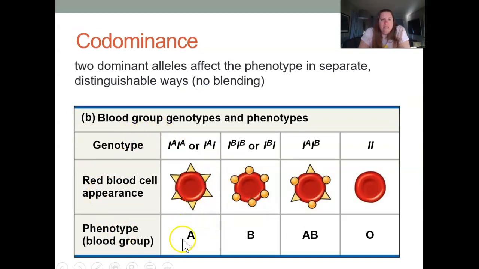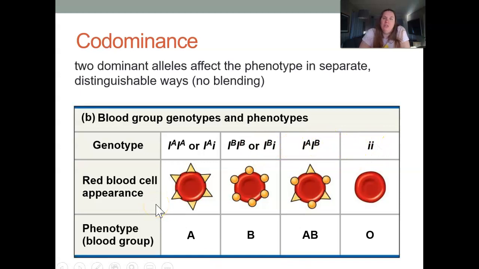So here are all of the possibilities of those multiple alleles. Let's just focus on this row right now. An individual can be IAIA. They can be IA lowercase i. They can be IBIB, or IB lowercase i. Next, they can be IAIB. And then finally, they can be lowercase i lowercase i. In other words, these 1, 2, 3, 4, 5, 6 possibilities for our genotype for blood type.